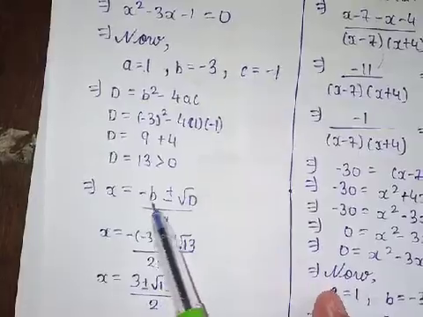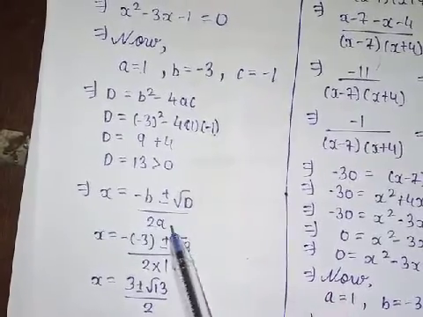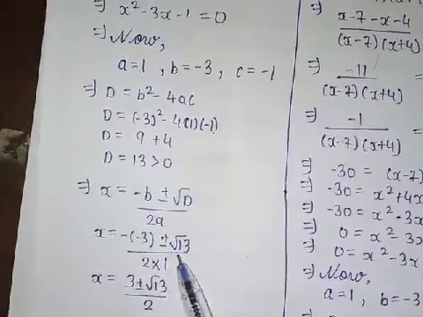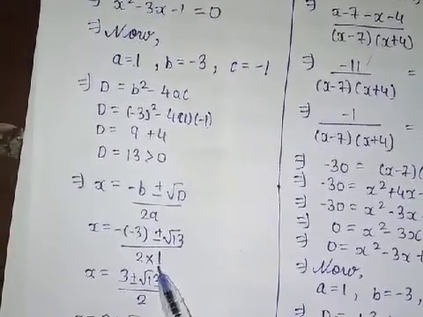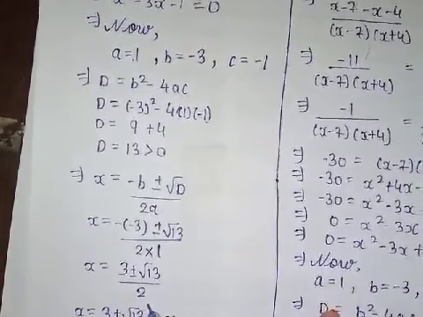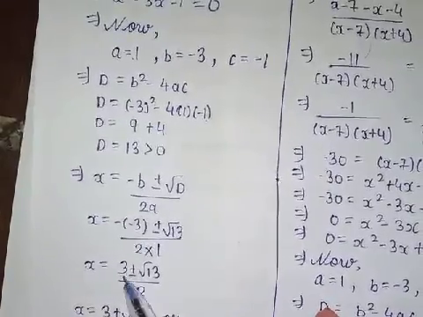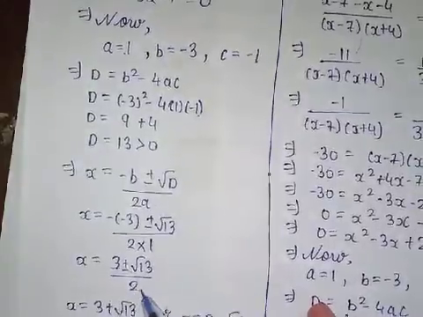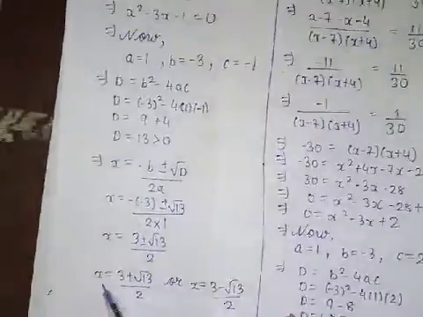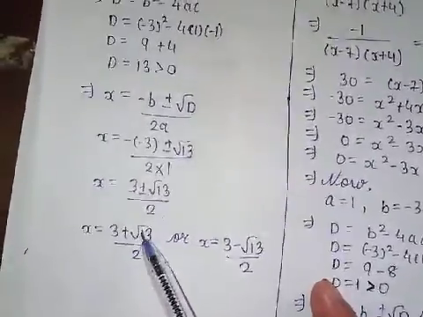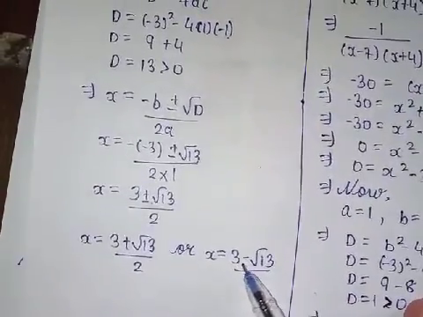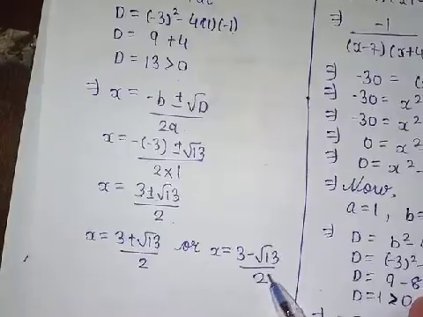So x is equal to minus b plus minus root delta upon 2a. So b is minus 3. So minus of minus 3 plus minus root 13 upon 2a. A is 1. So 2 into 1. Minus into minus is plus. Plus minus root 13 upon 2. So one value of x will be x is equal to 3 plus root 13 upon 2, or x is equal to minus 3 minus root 13 by 2.